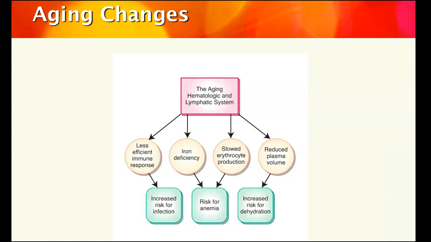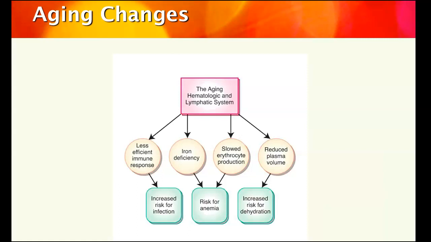All right, let's talk about the aging changes. Okay, so aging changes of the hematologic and lymphatic system. As we age, you have a less efficient immune response, which we kind of know. The very old and the very young are very susceptible to infections because of that less efficient immune response, okay? Another component of aging is iron deficiency, okay? Iron deficiency, along with slowed erythrocyte production or slowed red blood cell production, puts our aging individual at risk for anemia. So anemia is very common in our elderly patients as well.